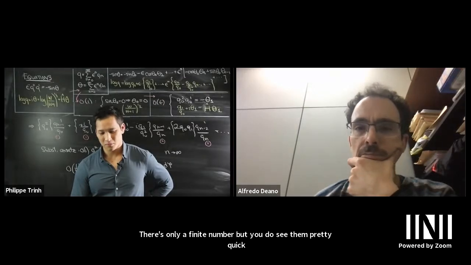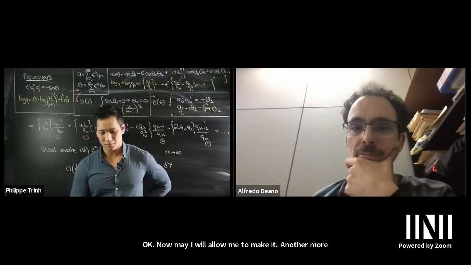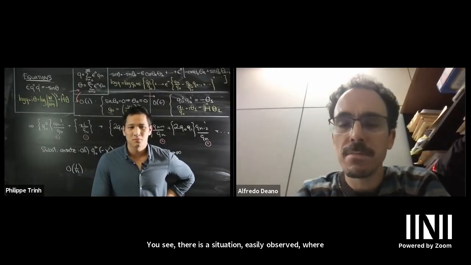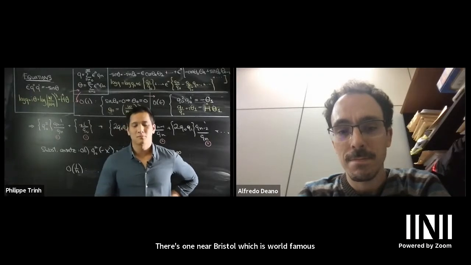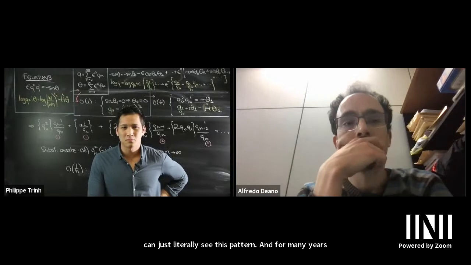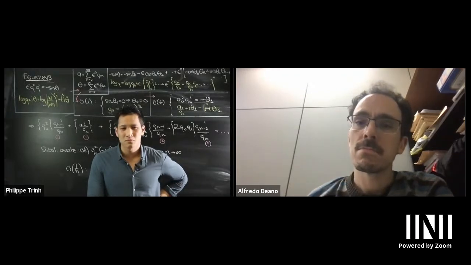Okay, now will you allow me to make another more general comment? There is a situation easily observed where you don't have any steps on the bottom, but still you can have a step on the top. I'm referring to tidal bores. There's one near Bristol, which is world famous, and you can literally see this pattern. For many years I've observed this, and I wanted to understand the shape. There's a very characteristic shape of undulations behind this moving front. And a couple of years ago, I did make a theory, and I wrote about it.